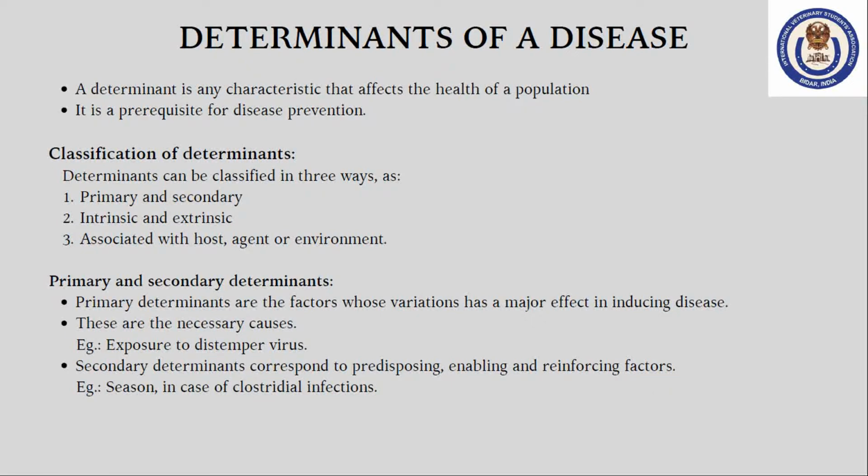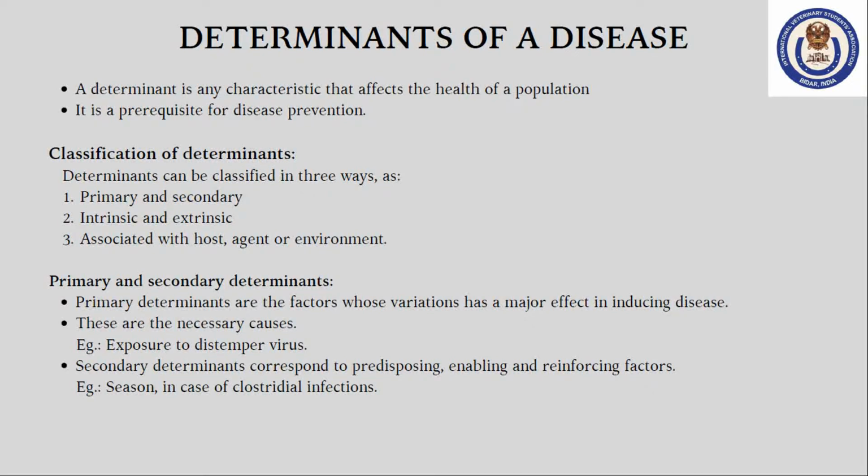Determinants of a disease. A determinant is any character that affects the health of a population. Determinant is the main cause of an infection or disease. Therefore, knowledge of determinants is required for proper disease prevention. There are 3 types of determinants. First is primary and secondary, next is intrinsic and extrinsic, and the third is determinants associated with host, agent or environment. First is the primary and secondary determinants.